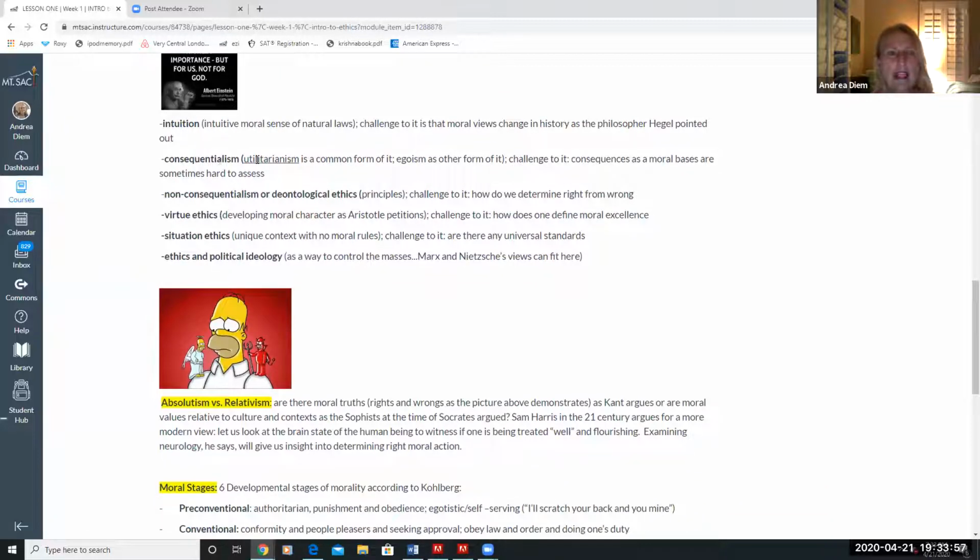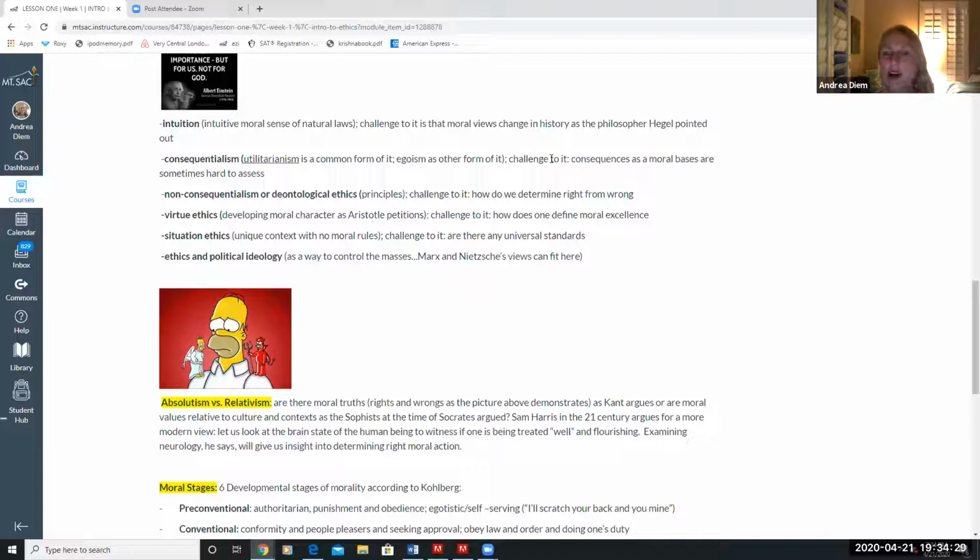Consequentialism is utilitarianism. I just discussed that as an example of it. Consequentialism is really arguing that you should focus your attention on the consequences of the action, not whether there is a moral truth, because they say there isn't. It's more the consequences that matter. And the challenge to it is consequences as a moral basis are sometimes hard to assess. So some people have challenged that.